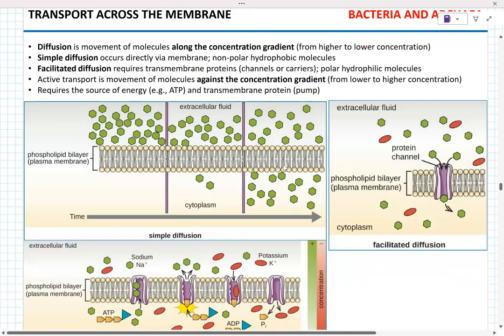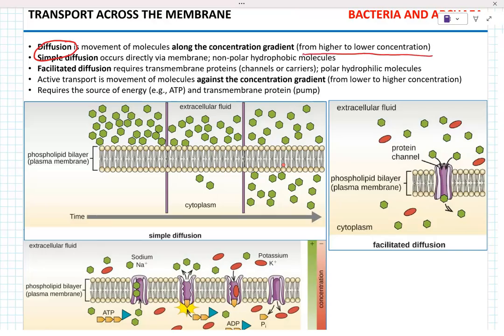Compounds can cross the membrane either by passive or active transport. We also call passive transport diffusion, in which chemicals move along the concentration gradient from their high to their low concentration. In case of simple diffusion, the chemicals are nonpolar and hydrophobic, and they can cross the membrane directly. While in case of facilitated diffusion, these chemicals are hydrophilic, polar molecules, and this is why they require either channels or carriers.